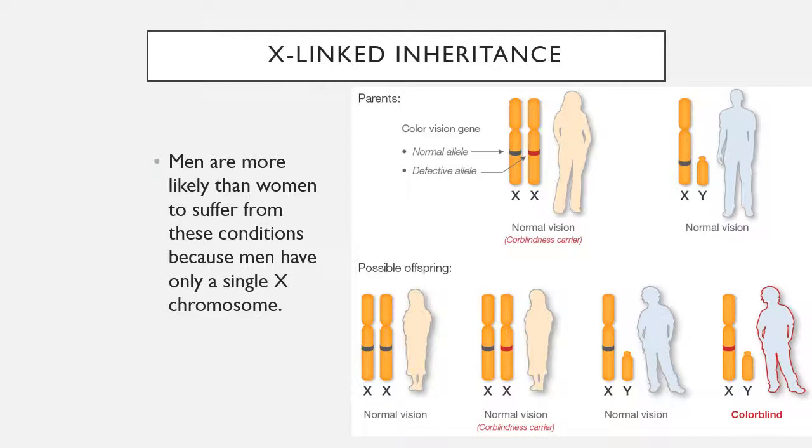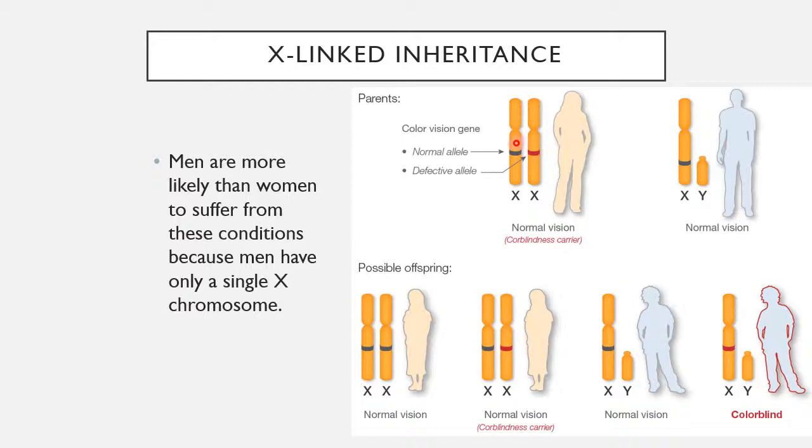Men are more likely than women to suffer from X-linked conditions because men only have a single X chromosome. And let's look at why that happens. So in your parents, let's say you have a mother who has a normal chromosome for normal vision and a chromosome that would lead to color blindness.